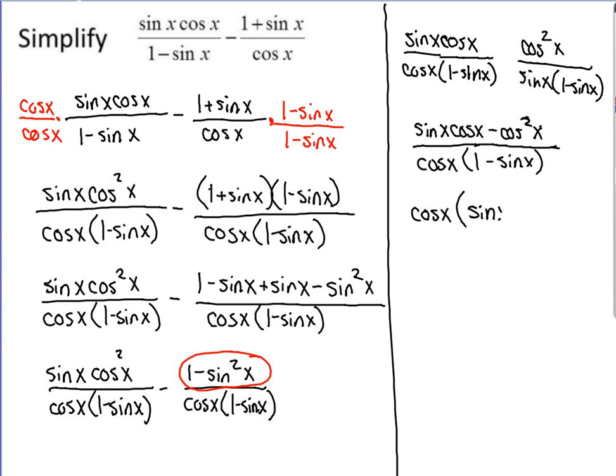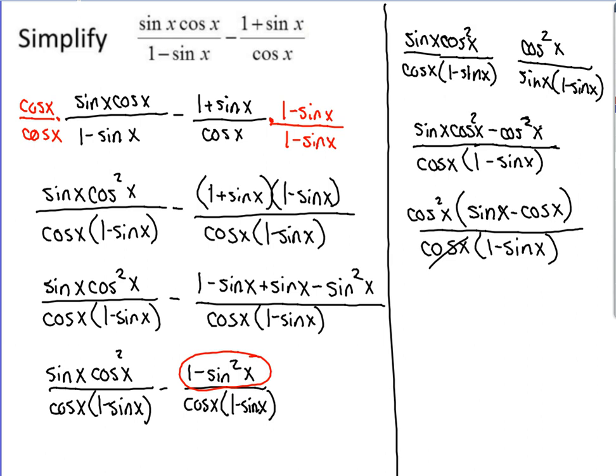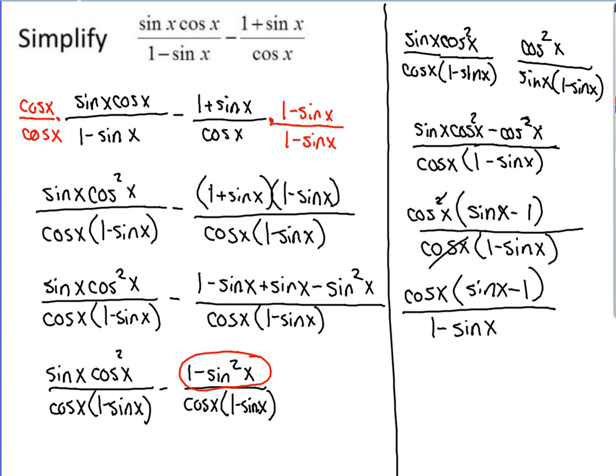Let's fix that. Sine of x minus cosine of x, all over cosine of x times 1 minus sine. We have a cosine on top and we have a cosine on bottom, so we can cancel those. Let's back up just a step because I forgot to write that squared when I brought it over to the right side. So I have a cosine squared and a cosine on bottom, so that can cancel with one of those. So we're left with cosine of x times the sine of x minus 1, all over 1 minus the sine of x.